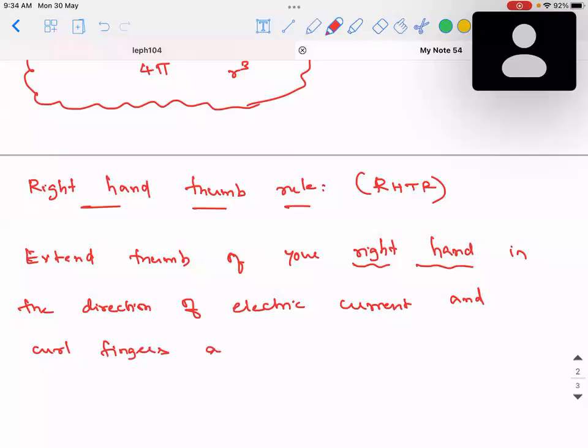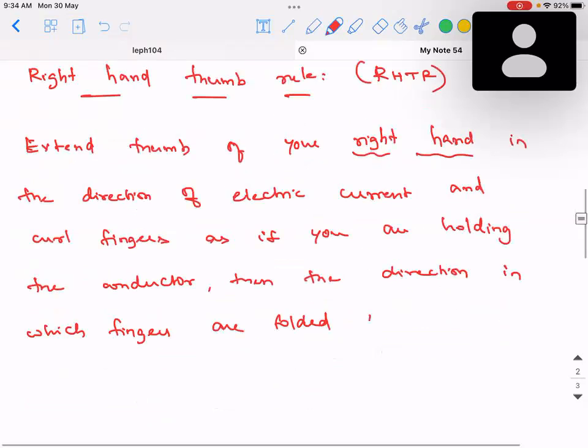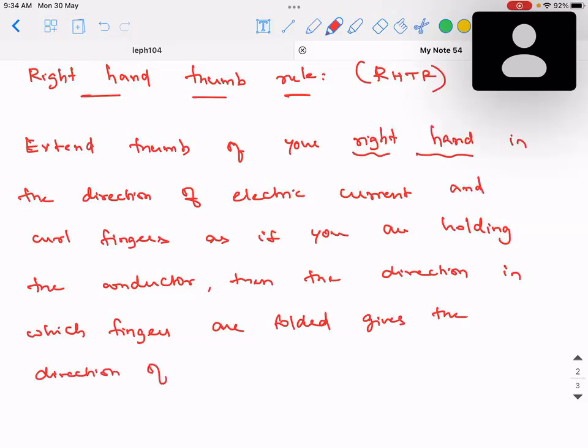Curl the fingers as if you're doing what? You are holding the conductor. As if you're holding the conductor. Then the direction in which the fingers are folded gives what? Direction of magnetic field. Correct?